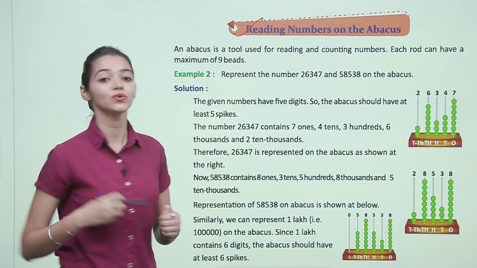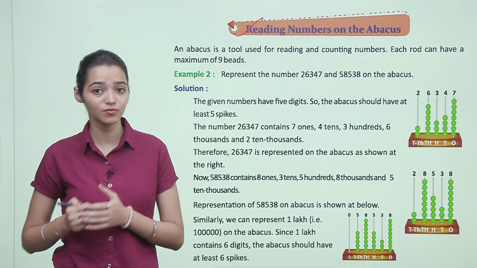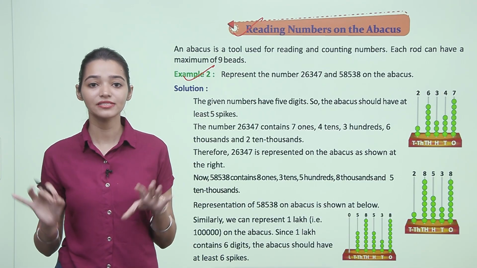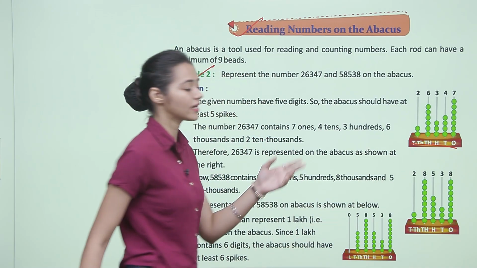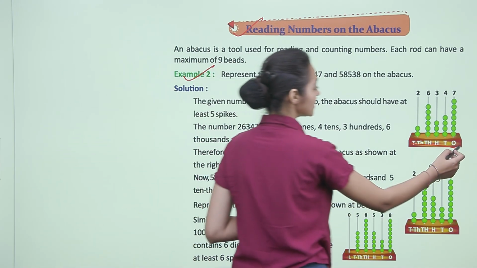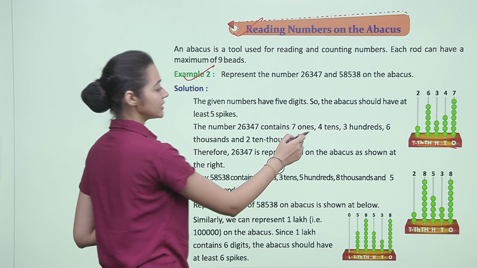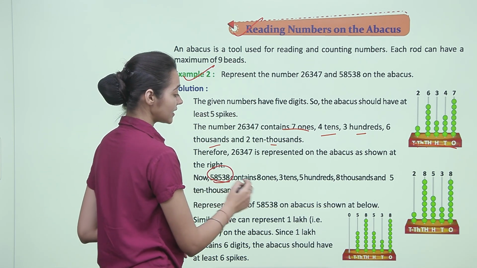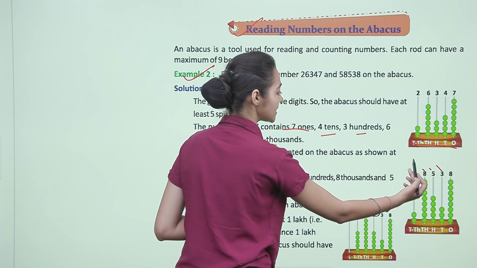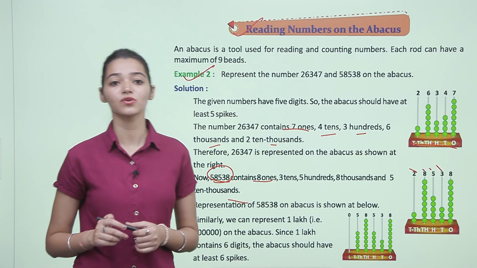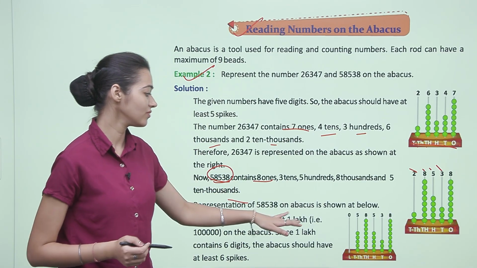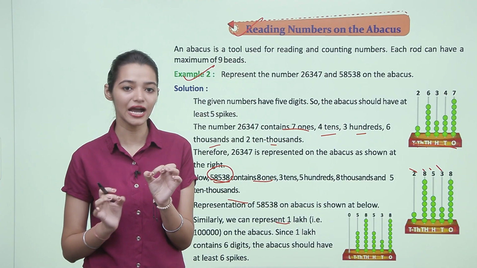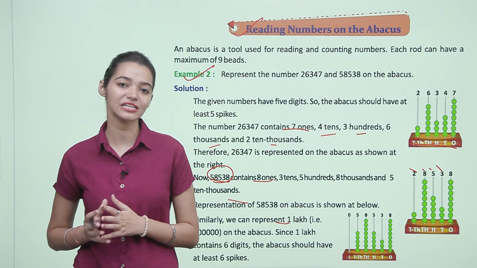Now let's start with reading numbers on the abacus. An abacus is a tool that is used for reading and counting numbers. Each rod can have a maximum of 9 beads. For example, we have to represent these numbers on the abacus. The solution is very simple. Firstly, the given numbers need at least 5 spikes. Here are 5 spikes and we label them as ones, tens, hundreds, thousands, ten thousands. The first number contains 7 ones, 4 tens, 3 hundreds, 6 thousands and 2 ten thousands. The next number contains 8 ones, 3 tens, 5 hundreds, 8 thousands and 2 ten thousands. We represent these numbers on the abacus as shown below. Here is another example where we represent 1 lakh on the abacus. For that we add a 6th spike for the lakh column, so the abacus should have at least 6 spikes.